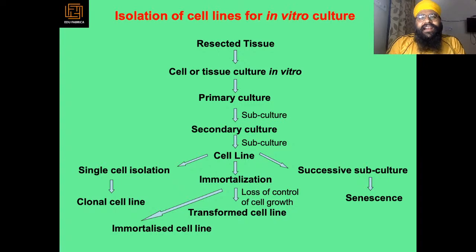So, isolation of cell lines for in vitro culture: resected tissues, then shallow tissue culture in vitro, then primary culture. You make a subculture out of it, then secondary culture, make a subculture out of it, then you have a cell line. This cell line could go three different ways: single cell isolation, immortalization, and successive subculture. From single cell isolation, a clonal cell line. From immortalization, a transformed cell line. And with successive subculture, senescence happens. Then you have an immortalized cell line at the end.